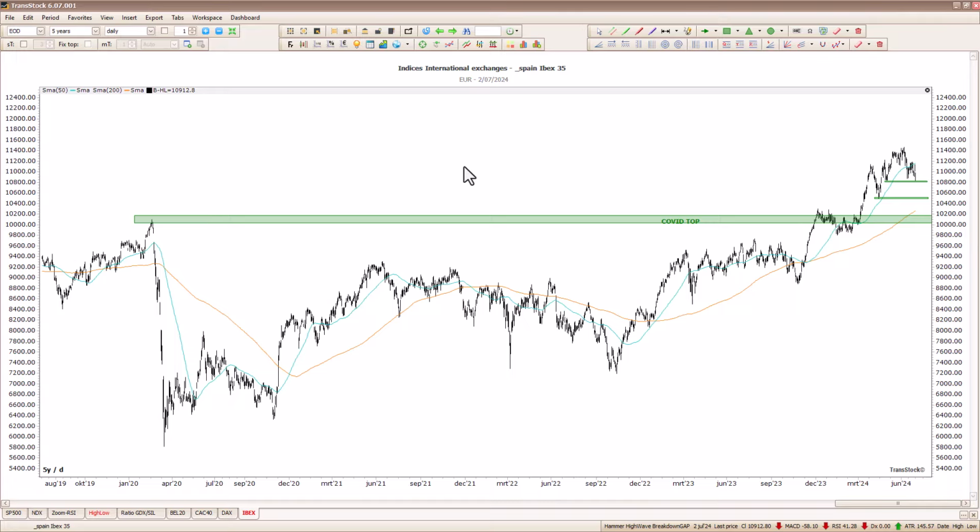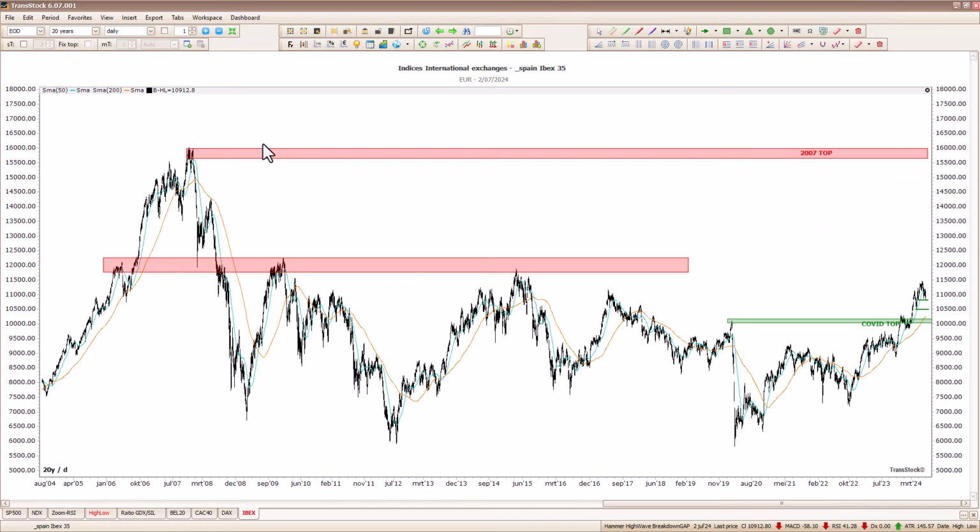If we try to locate a target, we'll use a long-term chart of 20 years, and we'll notice an important red zone around 12,000. So we have an important target, an important resistance key level at 12,000.